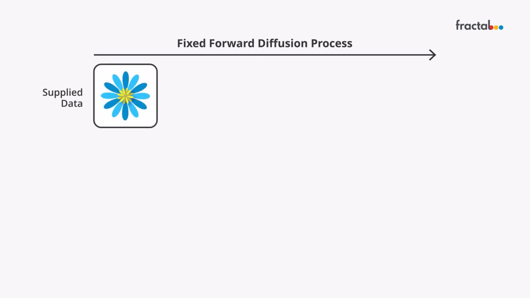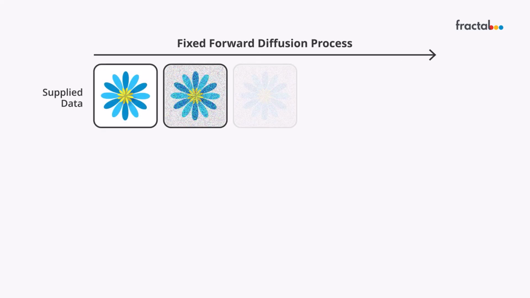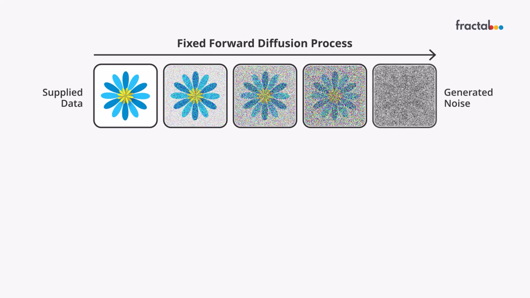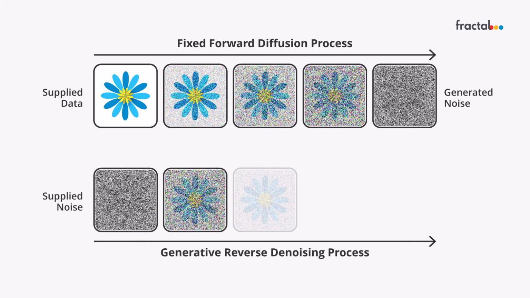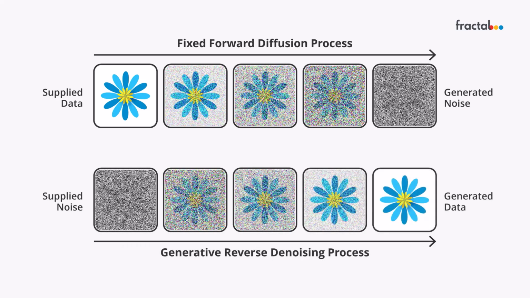Imagine starting with a clear image, adding random noise until it is completely distorted, and then training a model to recover the original image from this noisy version. This forward and reverse process is the essence of diffusion models, allowing them to generate high-quality, realistic data. Now let's delve into the different types of diffusion models and how they work.